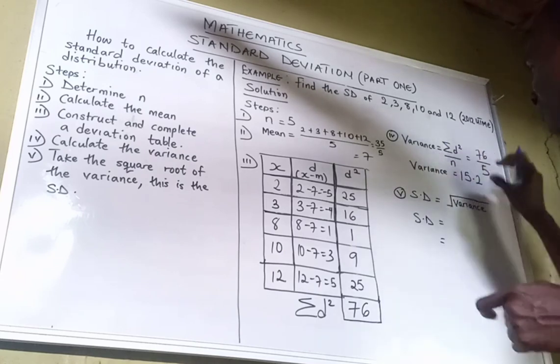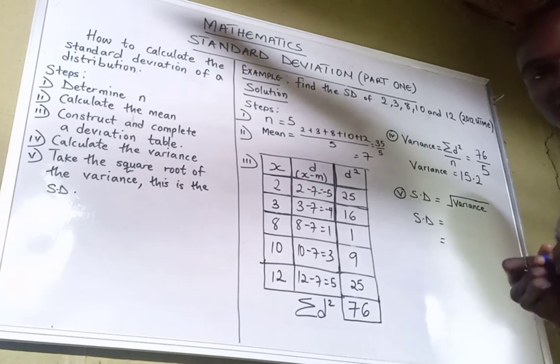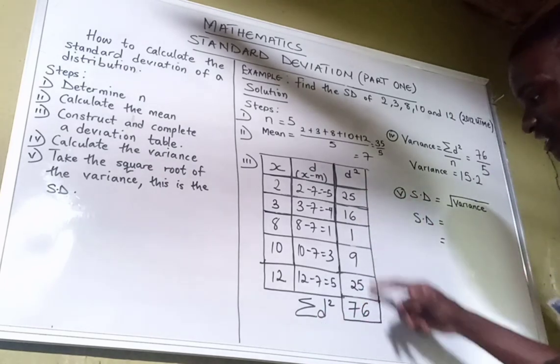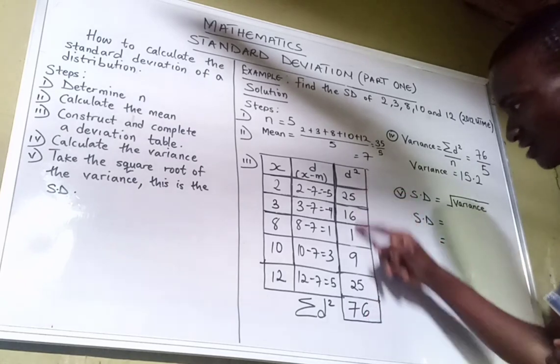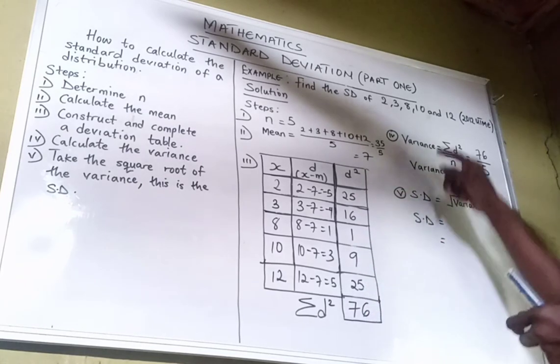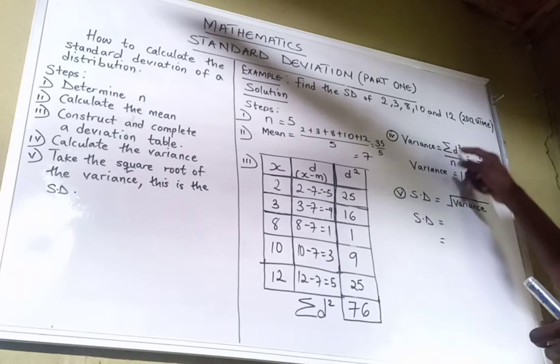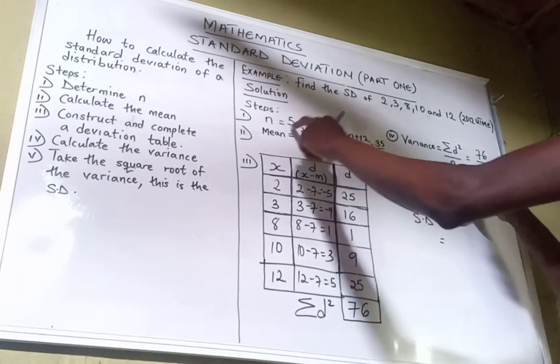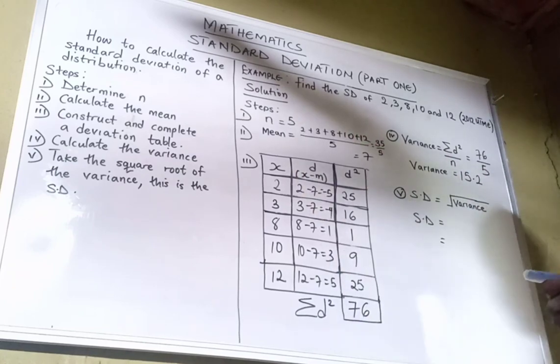Now that we have calculated the variance, do not forget the summation d squared is gotten from the table we have constructed, the addition of all the numbers in the third column, which is 76. So the formula for variance is the summation of d squared divided by the number of data you have, and we got that to be 15.2.